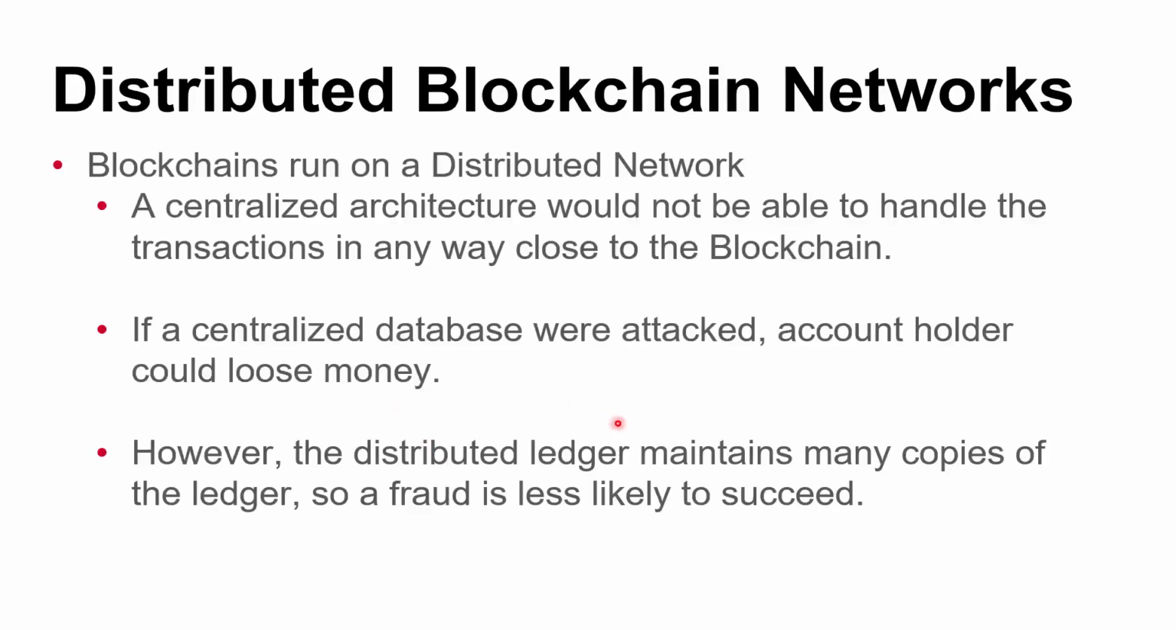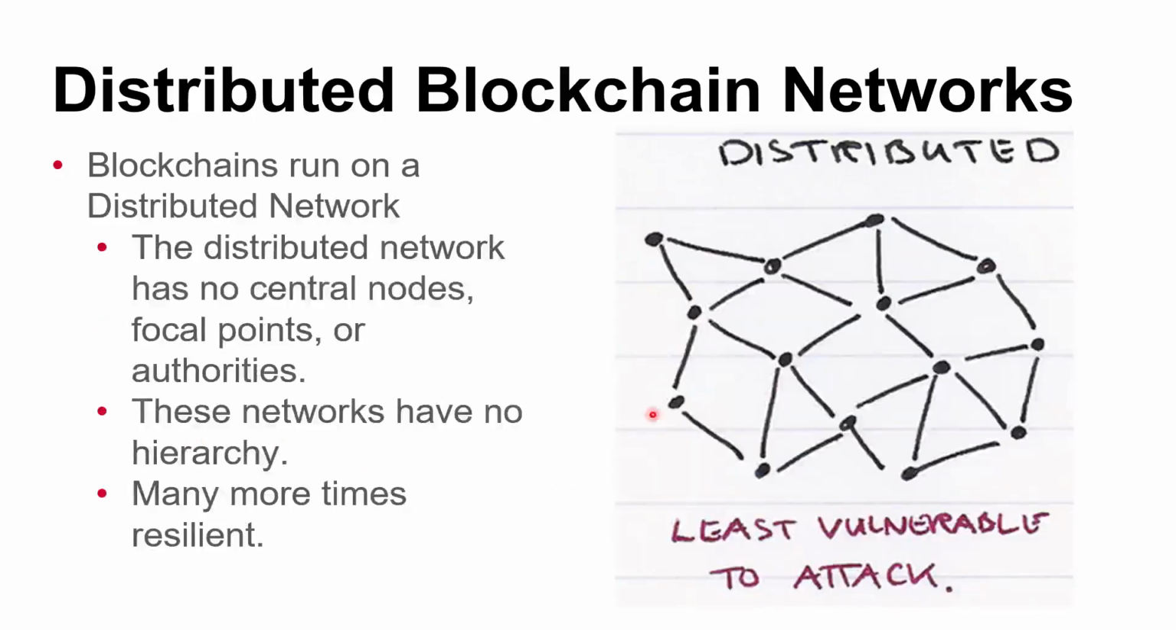If a centralized database were attacked, account holders would have a chance to lose whatever cryptocurrency they are attempting to transact. So that distributed ledger is many copies of the ledger, so fraud is less likely to succeed. So if we take a look on here again, if a hacker attempted to attack just one of the nodes, it would get taken offline and then get replaced with the correct copy of the ledger.